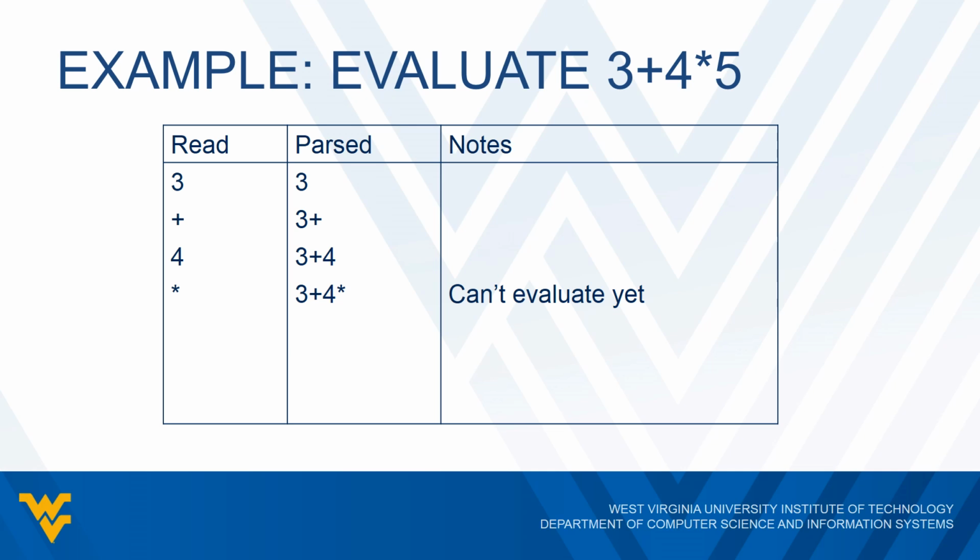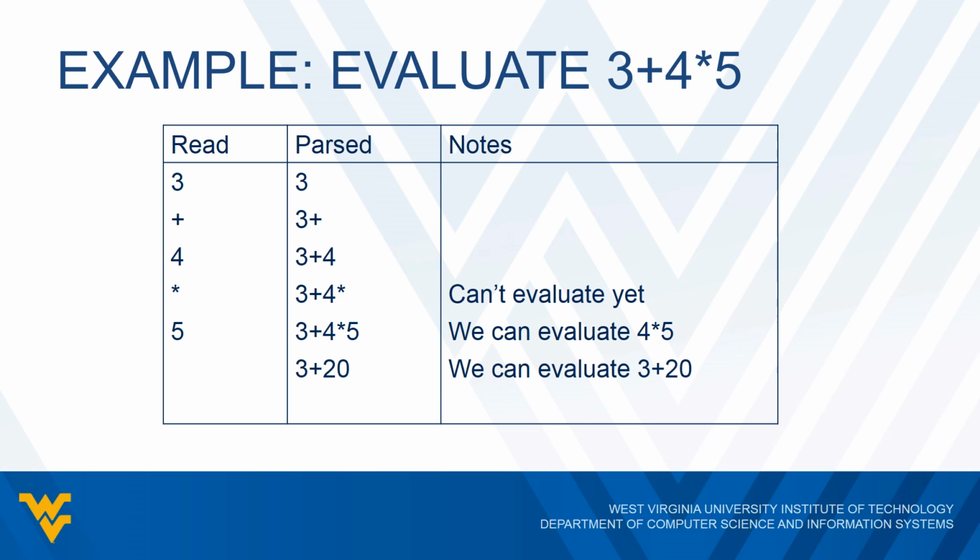We next read the multiplication symbol, which means we cannot do 3 plus 4, because we know that whatever comes after this multiplication symbol, we have to multiply it with the 4. We now read the 5, so we have the 4 times 5. We can evaluate that portion of the expression. That gives us 20, so now our parsed expression so far is 3 plus 20.